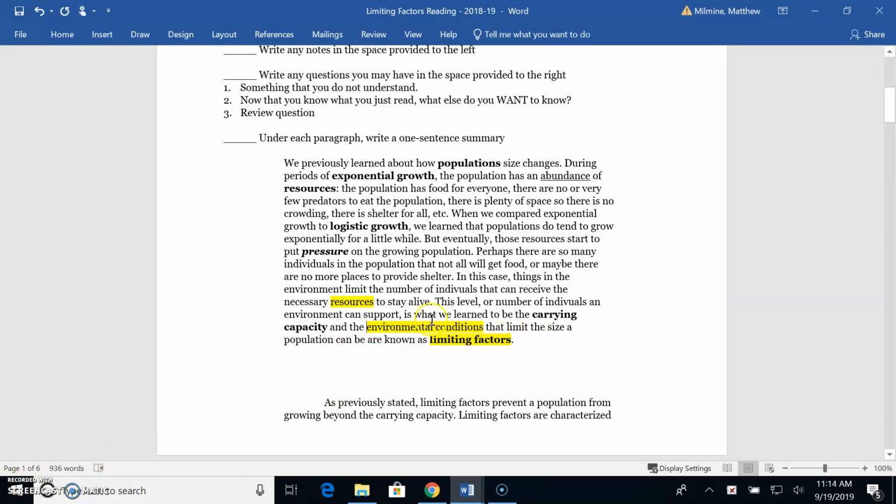Please take a moment, take down any notes to the left that you might need, write down the question off to the right, and please summarize all of this in the space provided in one sentence. Do not give me more than one sentence. Please pause the video while you take care of these three things.